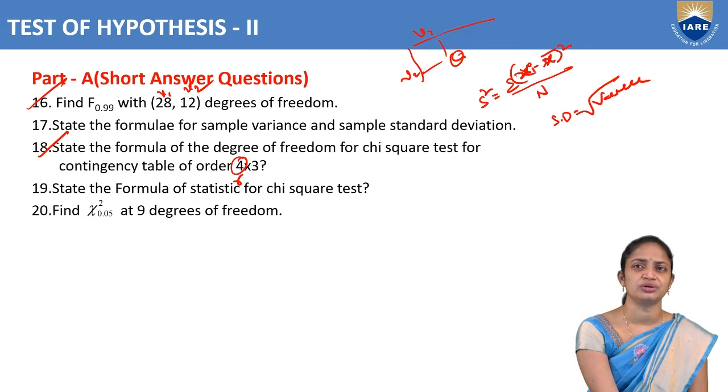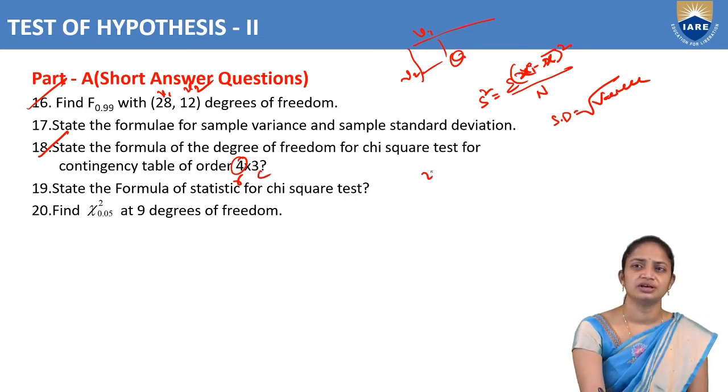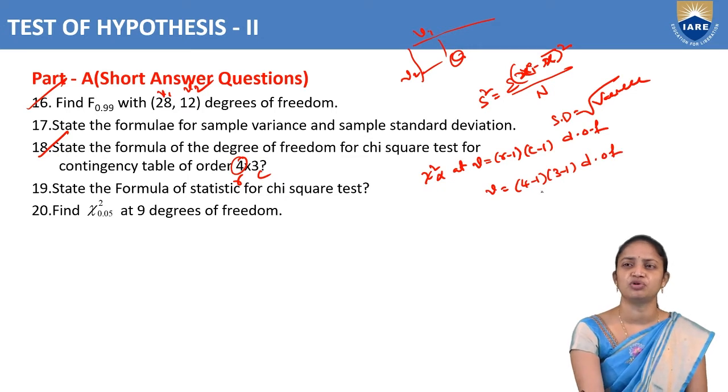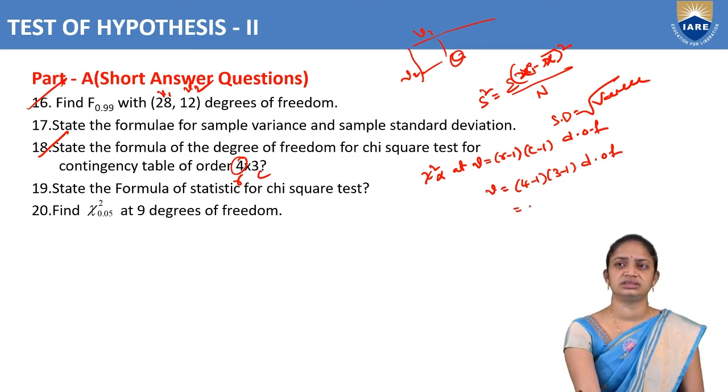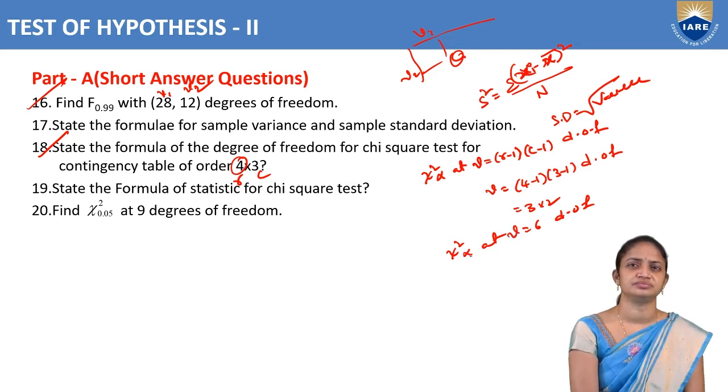So this is row. How many rows are there? 4 rows are there. And how many columns are there? 3 columns are there. So in chi-square distribution, chi-square alpha at nu equal to (row minus 1) into (column minus 1) degrees of freedom. That's why here we have to take nu equal to (4 minus 1) into (3 minus 1) degrees of freedom. So that is 4 minus 1 is 3 and 3 minus 1 is 2, that is 6 degrees of freedom here. Chi-square alpha we have to take at nu equal to 6 degrees of freedom.